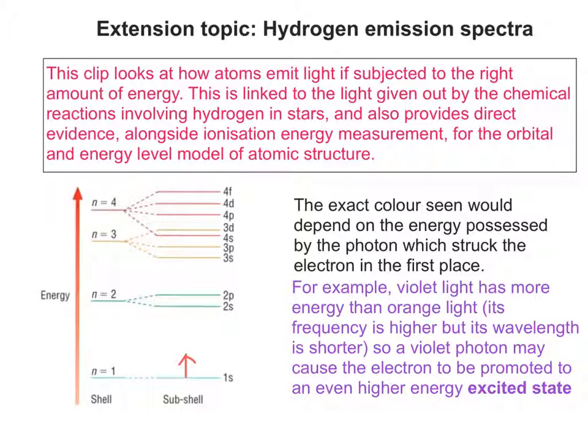Looking at violet light, for example, it has more energy than orange light. That means its frequency is higher, but its wavelength is shorter. So a violet photon may cause the electron to be promoted to an even higher energy excited state. And as it drops back down to the original ground state of 1s, it would give off a violet photon. Depending on the exact amount of energy, if it happens to match one of the energy differences, you'll get a coloured light given out.